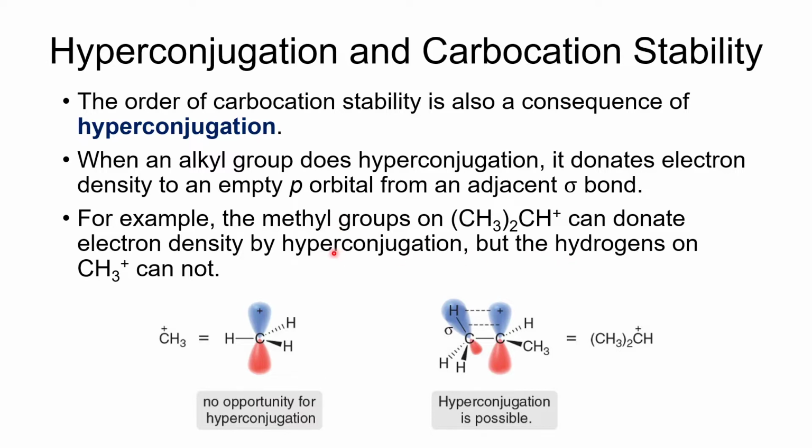The most important thing about carbocation stability is alkyl groups donate electron density. Whether they do it just because they have more electrons or they do it by hyperconjugation doesn't really matter. The more alkyl groups you have, the more stable the carbocation is going to be.